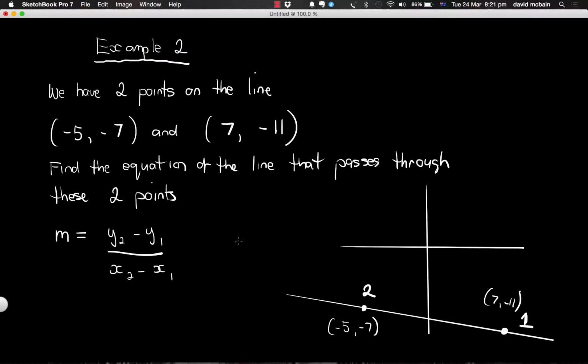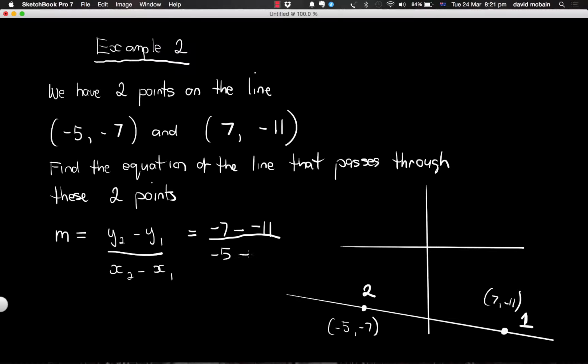So if that's the case, then this is going to equal y2. Well, y2, there's my number 2 point, and y is the second value, so y2 is -7. So it's going to be -7 minus y1, well, y1's over here, and it's -11. So it's minus -11. Now watch those negative signs, okay? We've got minus -11. On the bottom, x2 is -5.